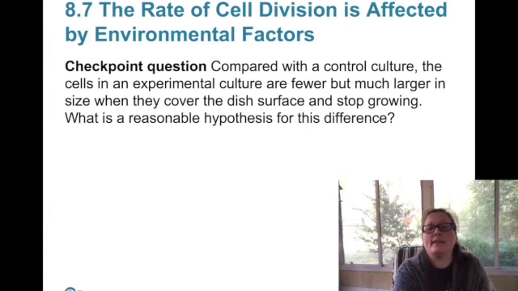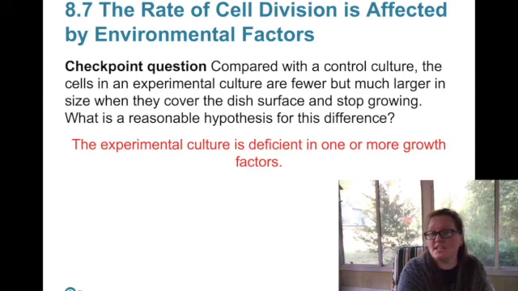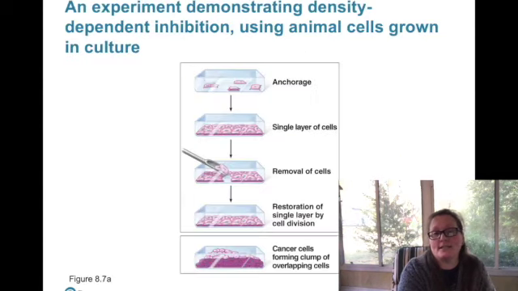Compared with control culture, cells in experimental culture are fewer but much larger in size when they cover the dish surface and stop growing. What is a reasonable hypothesis for this difference? Well, because it's deficient in one or more growth factors. You have to feed them, basically. This is just trying to show you what they're doing.